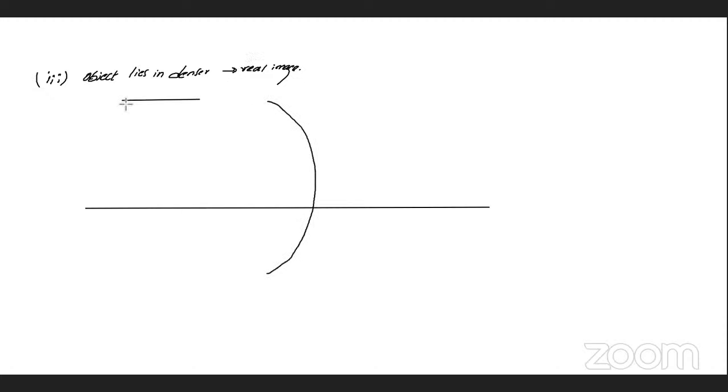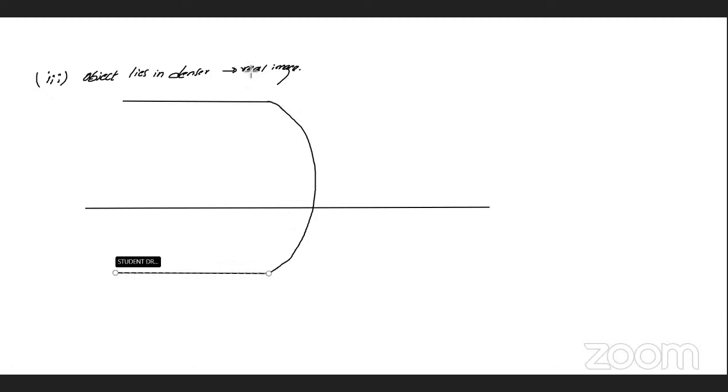So let's see the picture. As usual, there is a principal axis. Here we are going to discuss the convex spherical surface. So convex. Now I'll try to reverse it. Now the convex I'll just take like this. I'm just assuming that towards your left side is your denser medium.